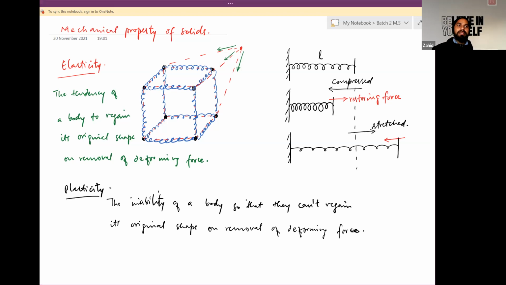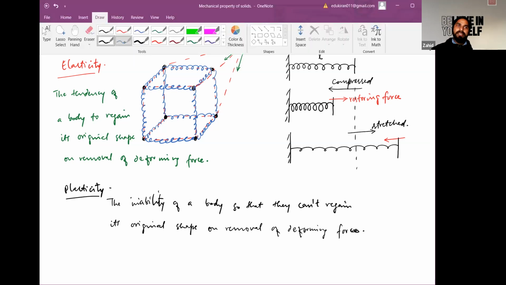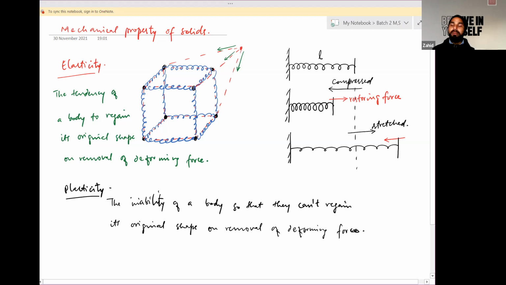Now, in general, there is no object which is perfectly elastic or perfectly plastic. So the behavior of a body lies in between elastic and plastic. Is it clear to all of you? Or do you have any doubt?